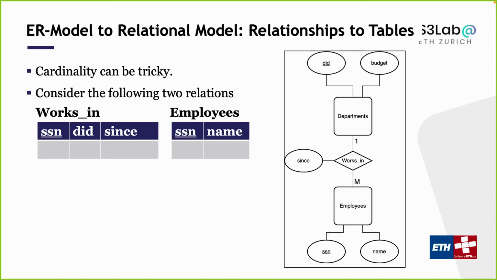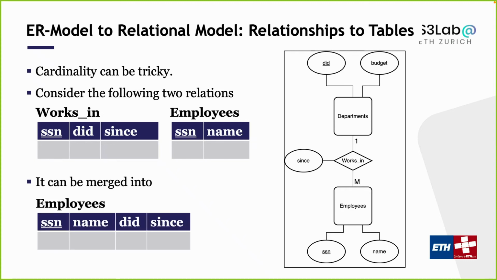Okay? Now let's look at these 2 relations. They actually share the same primary key, right? So can we merge them? Can we merge these 2 into an even bigger relation? Because they all share the same key, right? They're all about a single employee, right? I could have merged them into a different, bigger relation that contains SSN, the name, the department ID, and the since attribute of the works in relation.